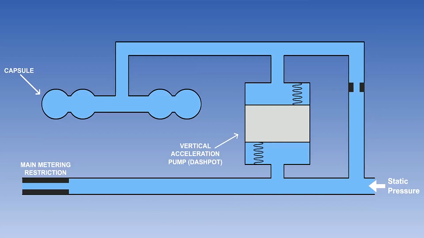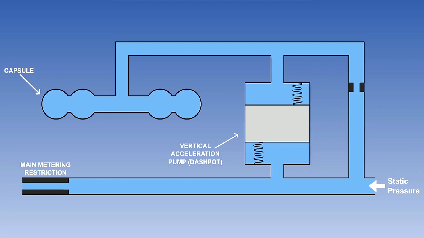As we have seen, a shortcoming with the VSI was time lag. This problem is overcome by the instantaneous vertical speed indicator, or IVSI. The IVSI is similar to the VSI, but incorporates a vertical acceleration pump or dashpot in the static pressure line which serves the capsule. We can see the principle illustrated in diagrammatic form here.